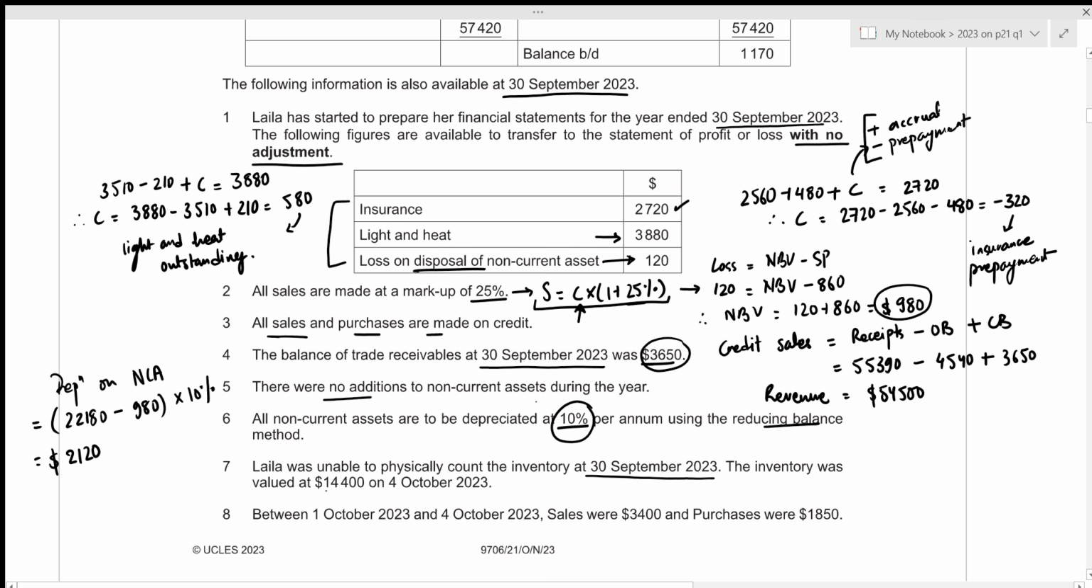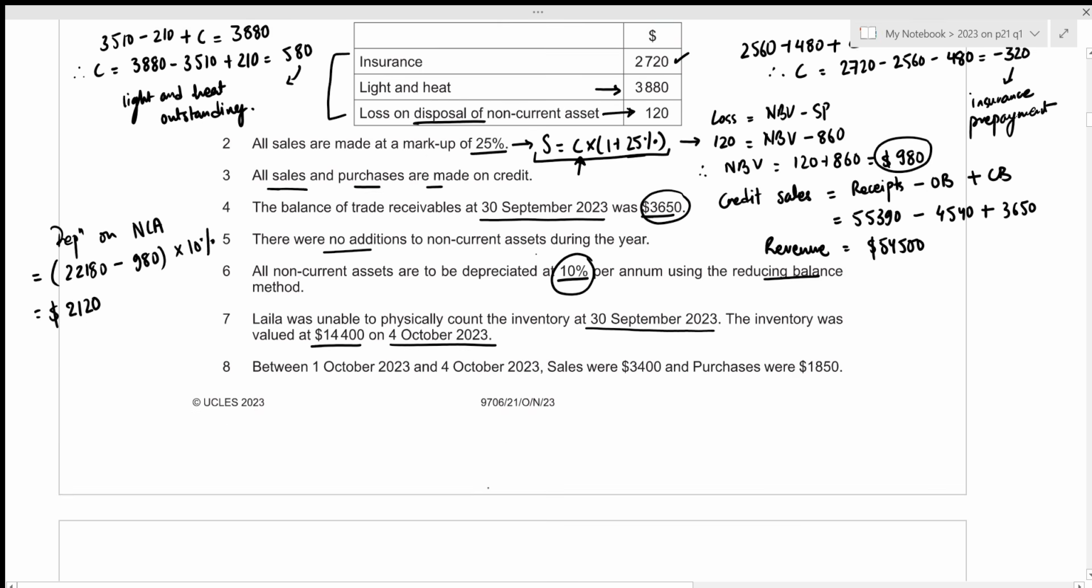The inventory was valued at 14,400 on 1st October 2023. Okay, so remember that 1st October is right here, which will be our closing date of 30 September 2023. Then we have 4 October 2023. So at this date, our closing inventory is 14,400. We're trying to figure out the closing inventory at this date of 30 September 2023.